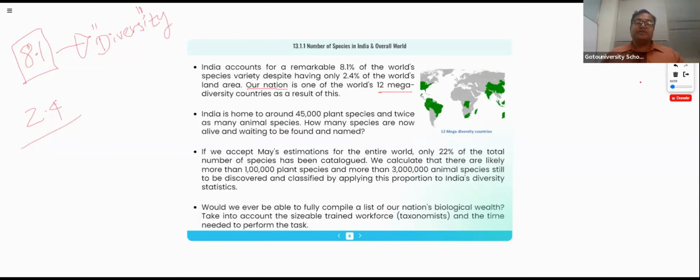So here in India, we are observing 12 megaspots. This 12 megaspot area is quite amazing, indicating it has quite a good number of species population. This is the way we need to remember, right? Now what else should we know? We know very well that India has 45,000 plant species and twice that, 90,000 animal species, right?